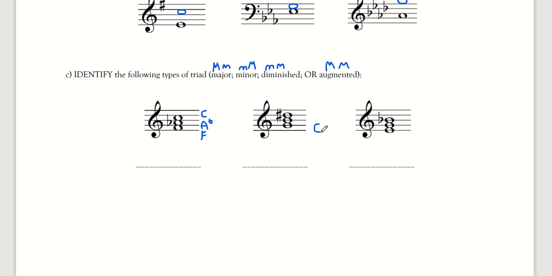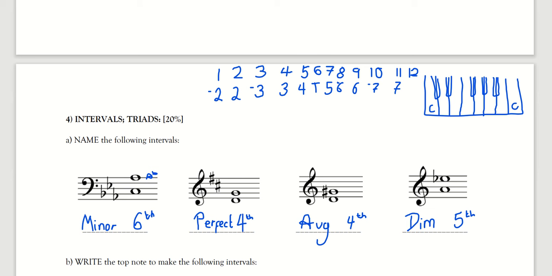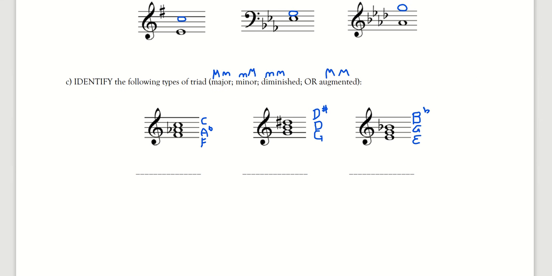In this one we have the notes G, B, D sharp, and here we have the notes E, G, and B flat. And you could work out the interval between all of these notes using the piano up here and our list of semitones and what they relate to as intervals.